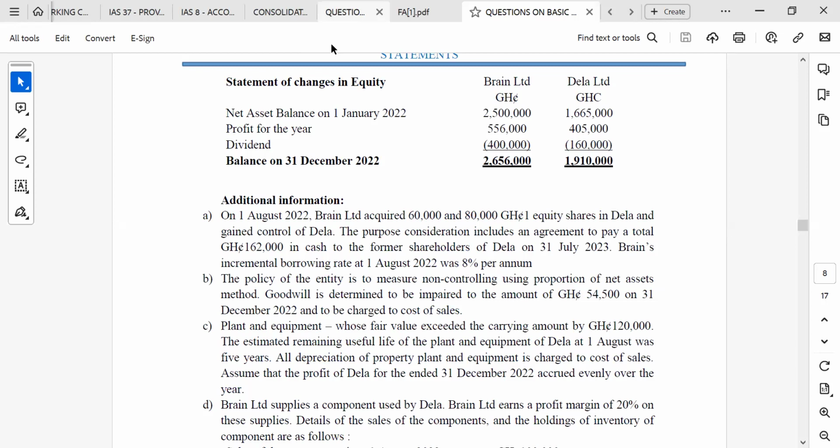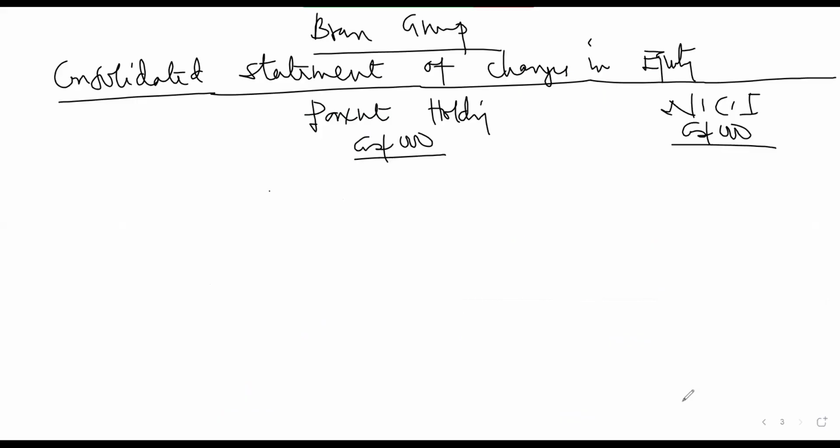The net asset for the parent is what? Statement of changes in equity: 2,500. You see that one, the equity shares together with the retained earnings and other reserves are all included in this one. So you just bring the balance brought down for this. Balance brought down should be 2,500. This is including retained earnings and everything. We'll do workings for the non-controlling interest and bring that one later here.